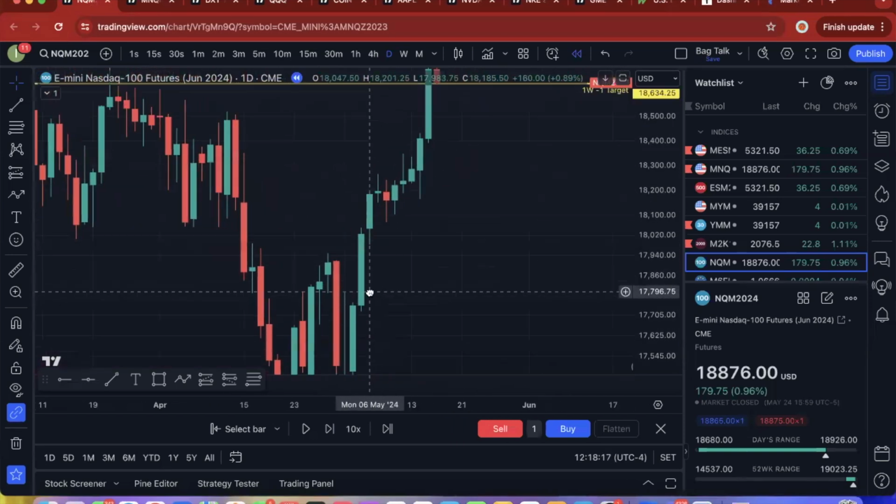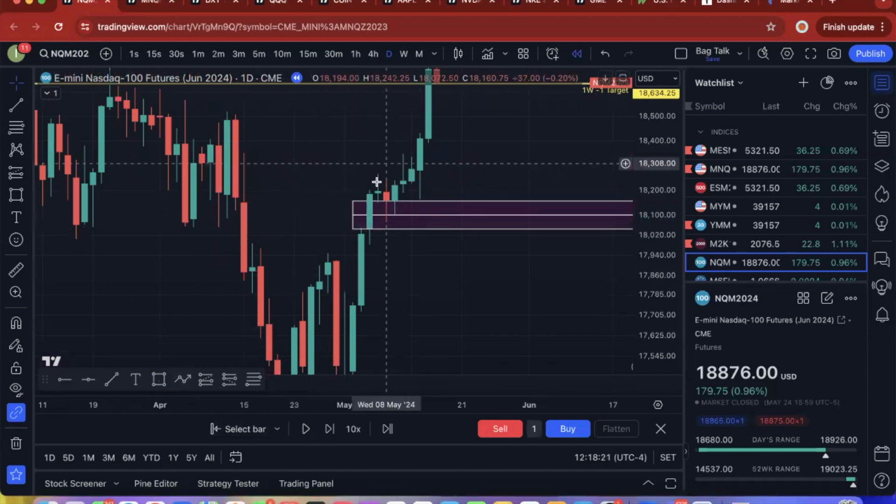You're leaving this fair value gap open. We wanted the price to use this fair value gap to move higher. What did it do? Price tapped into this fair value gap and moved higher.